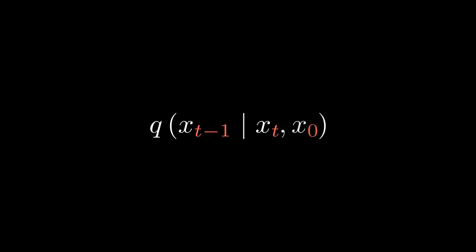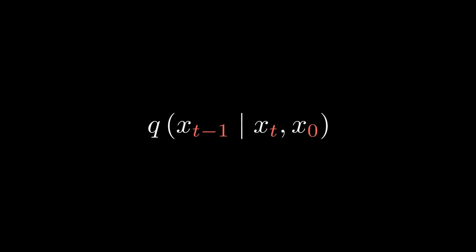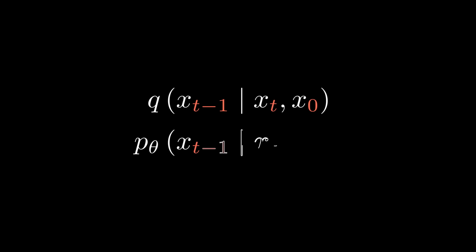During training, we have access to x0, which is the original uncorrupted text. If we additionally condition on it, then we can get a closed-form expression that goes back in time. You can find the straightforward mathematical derivation in the D3PM paper, which I'll link in the video description. So this conditional, which we can calculate programmatically, can now act as a label for a model P with parameters theta, which aims to learn how to go back in time.